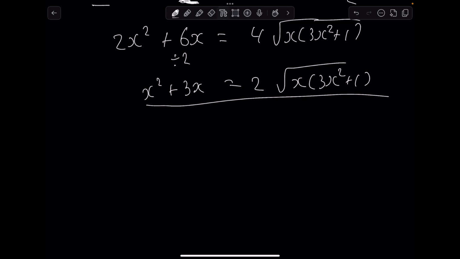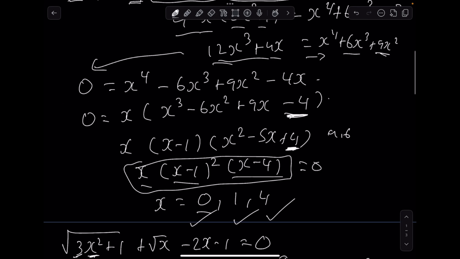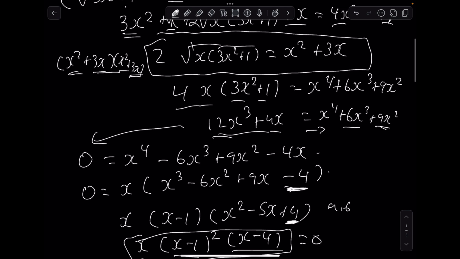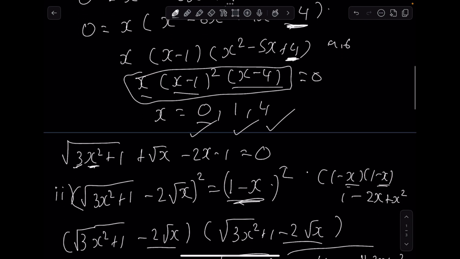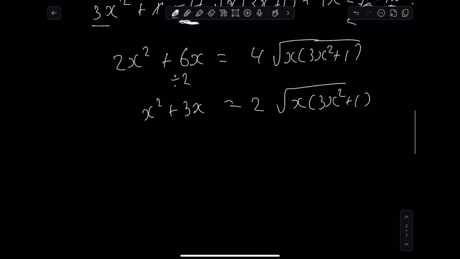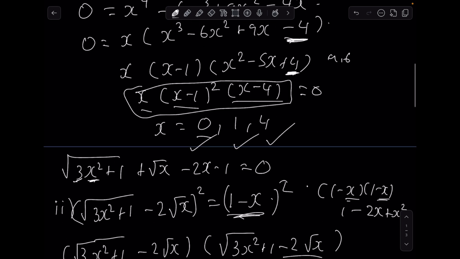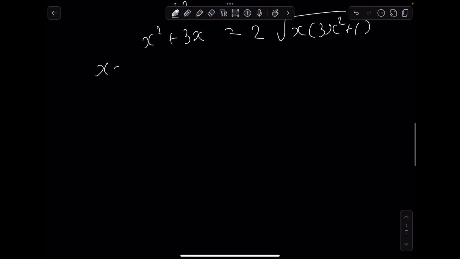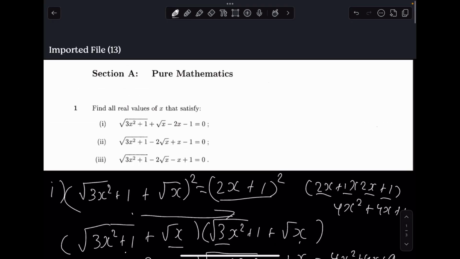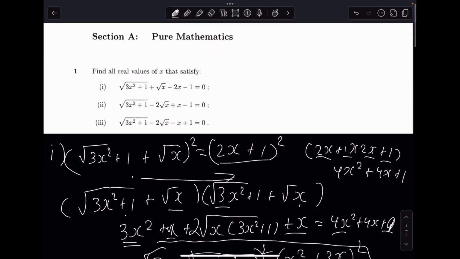So we've already solved this equation, haven't we? Remember, we squared both sides. I'll put it back now. We squared both sides. We got here, we solved for it, and we got these values. But of course, we've also squared this equation, so we need to try out all these values. So x equals 0, 1, and 4, because that's the solutions of the equation. But that doesn't mean it will work in our equation for part II.